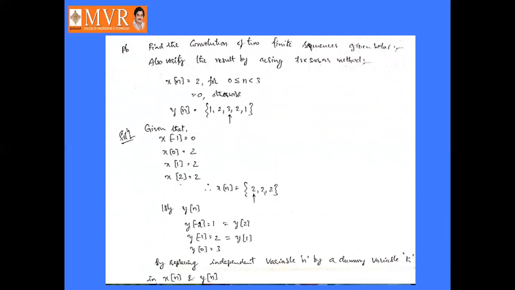Find the convolution of two finite sequences given below. Also verify the result by using the tabular method. So x(n) is given as 2 for 0 less than or equal to n less than 3, and 0 otherwise. And y(n) is given as 1, 2, 3, 2, 1.